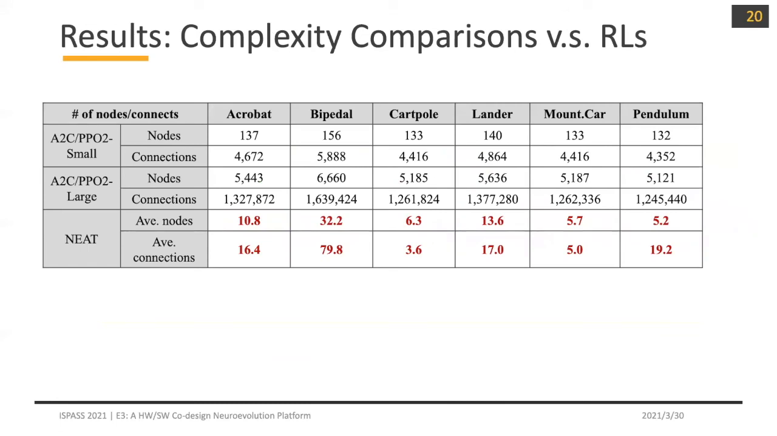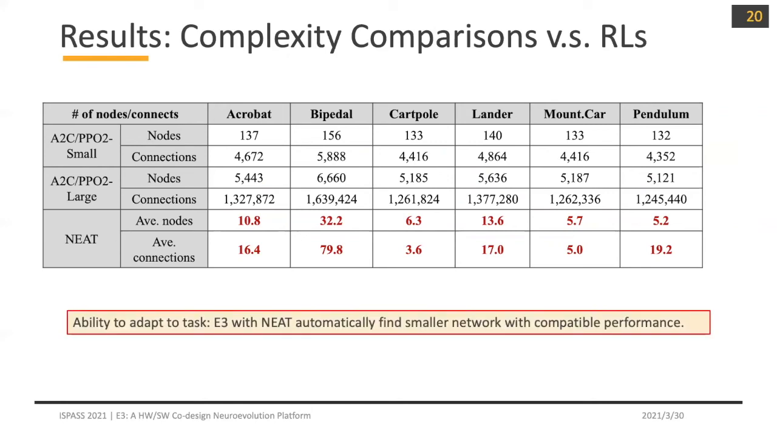And for all those configurations, we look at their network complexity. We look at the number of nodes in the network and the number of connections. And you can see that NEAT automatically finds smaller networks with comparable performance.